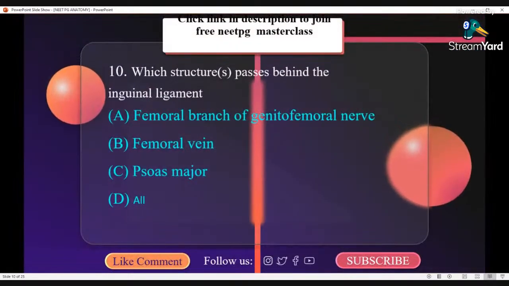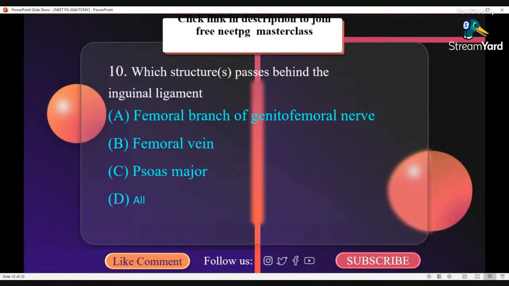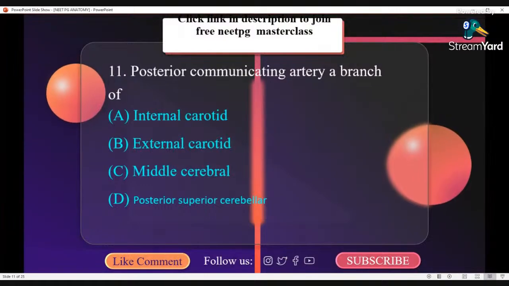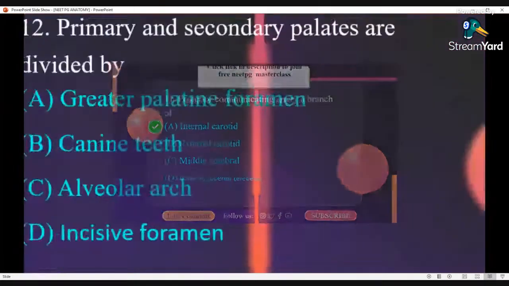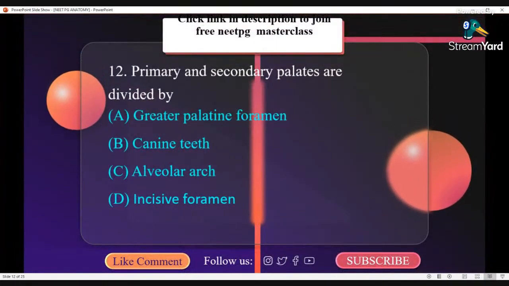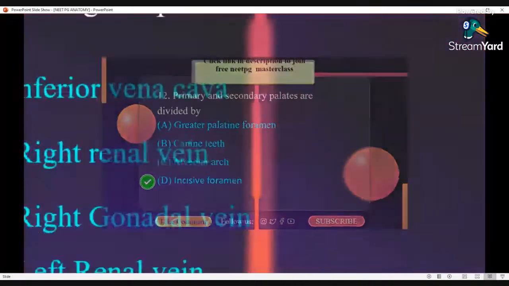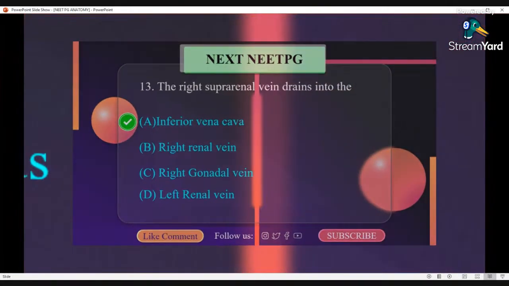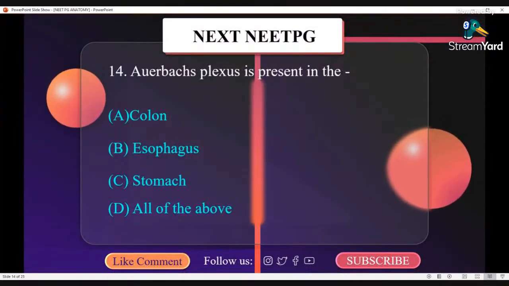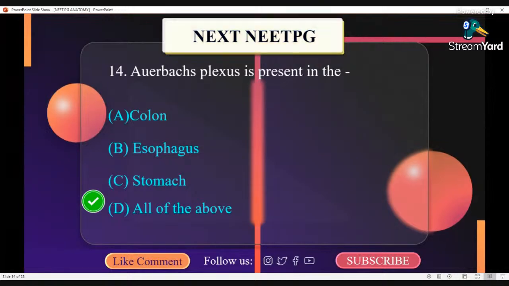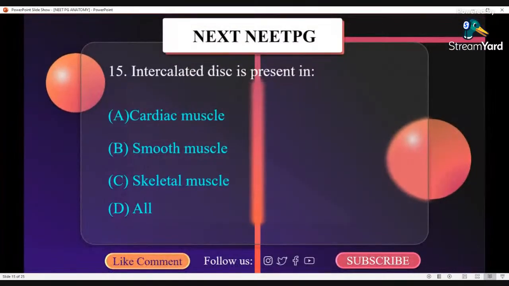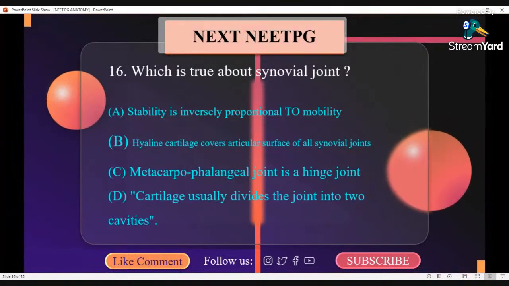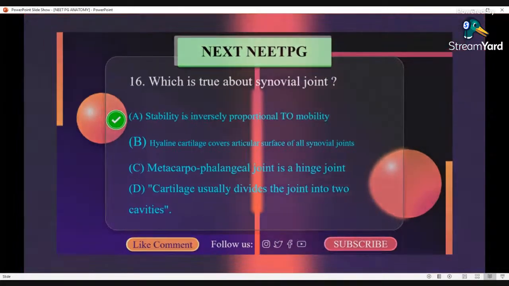Which structure passes behind the inguinal ligament? Femoral branch of genitofemoral nerve, femoral vein, psoas major. Posterior communicating artery is a branch of internal carotid. Primary and secondary palates are divided by incisive foramen. The right suprarenal vein drains into inferior vena cava. Auerbach plexus is present in colon, stomach, esophagus, all of them. Intercalated disc is present in cardiac muscle. Which is true about synovial joint? Stability is inversely proportional to mobility.